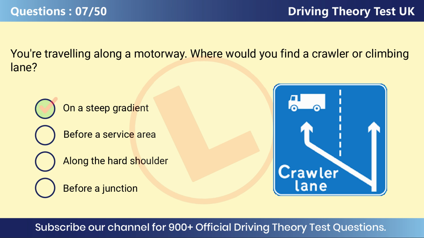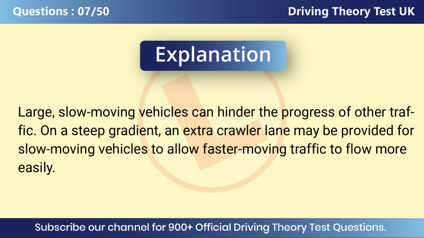A. On a steep gradient. Large, slow-moving vehicles can hinder the progress of other traffic. On a steep gradient, an extra crawler lane may be provided for slow-moving vehicles to allow faster-moving traffic to flow more easily.